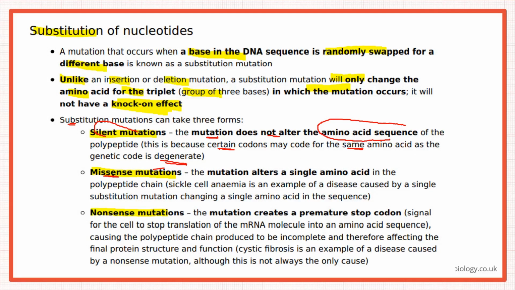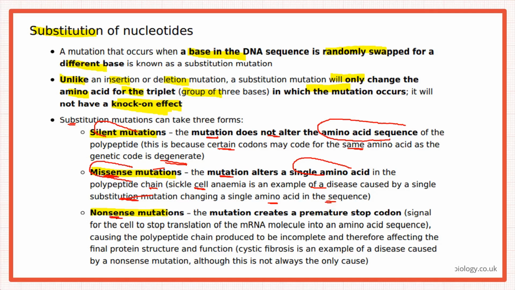Now, what is happening in missense mutations? The mutation alters a single amino acid in the polypeptide chain, and it can cause a disease. Sickle cell anemia is an example of a disease caused by a single substitution mutation changing an amino acid in the sequence. So in the sequence, one amino acid has been changed. That is known as missense, and it is causing a disease.